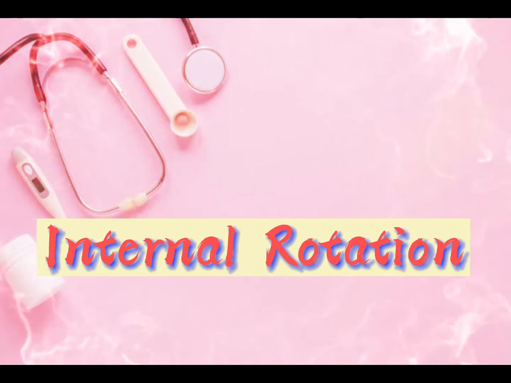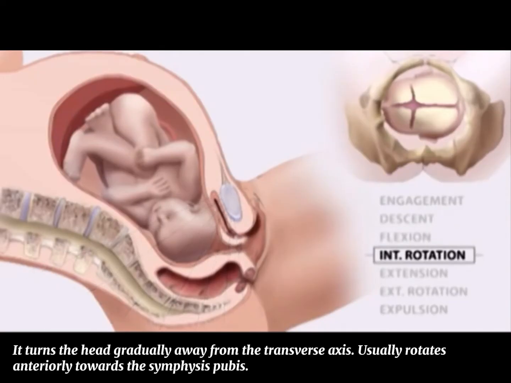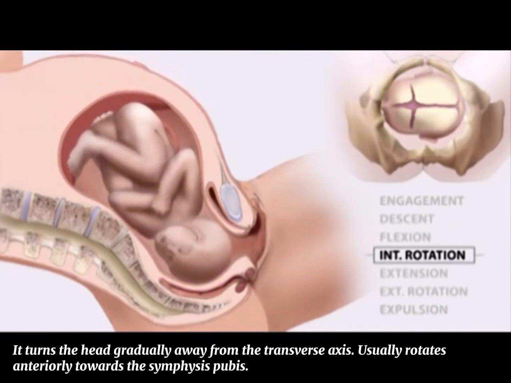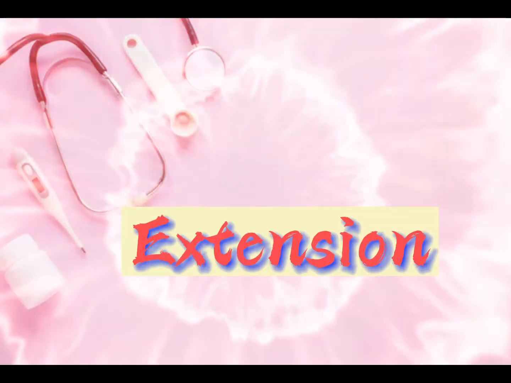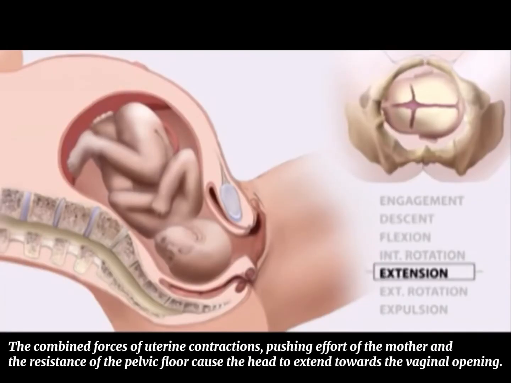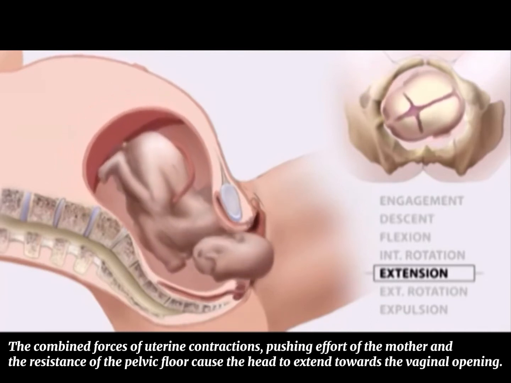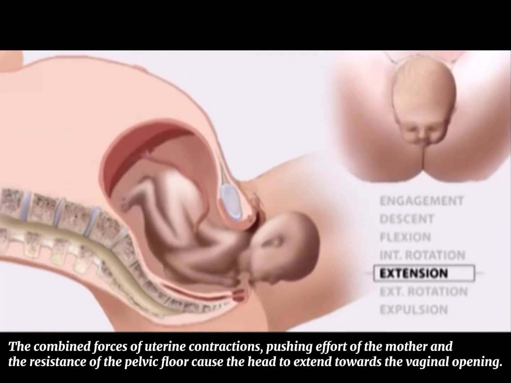Internal rotation: it turns the head gradually away from the transverse axis, usually rotating anteriorly towards the symphysis pubis. Extension: the combined forces of uterine contractions, pushing effort of the mother and resistance of the pelvic floor cause the head to extend towards the vaginal opening.